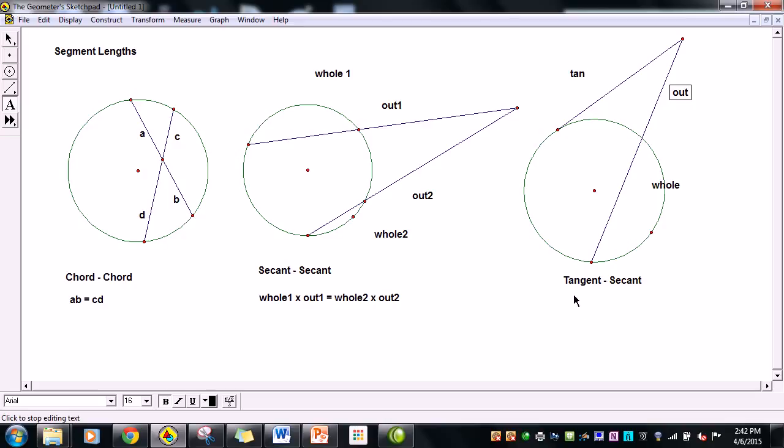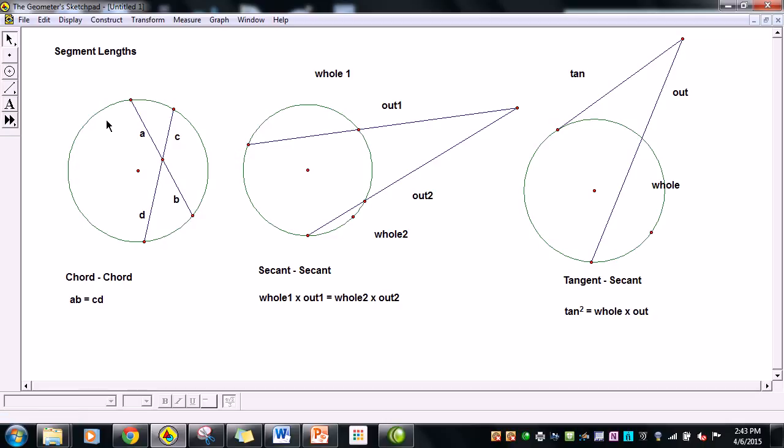So I kind of think of it as a secant-secant where the tangent is the out. So what we get here is the tangent squared is equal to the whole secant times the outside piece of that secant. Okay? So whatever this is squared is going to be equal to the whole secant length times the outside length of that same secant. Okay?